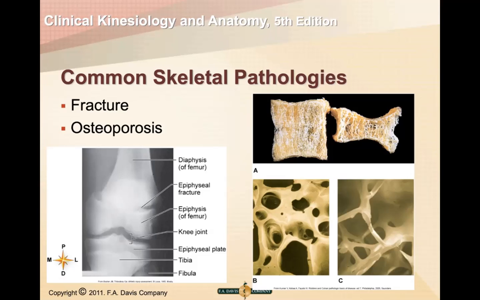And then these other pictures, B and C at the bottom, are just close-up pictures of a bone with osteoporosis. You can see it's not very dense at all. Very, very weak.